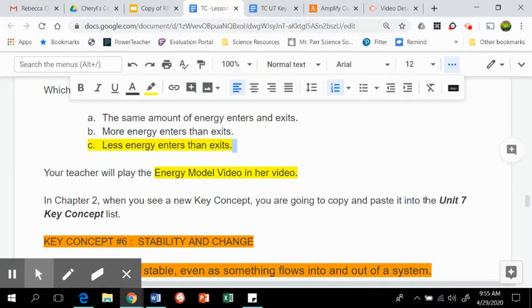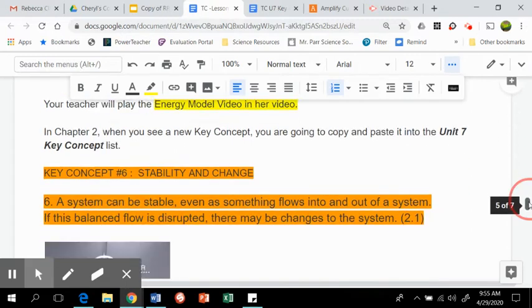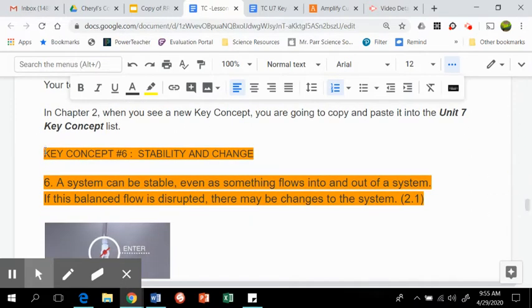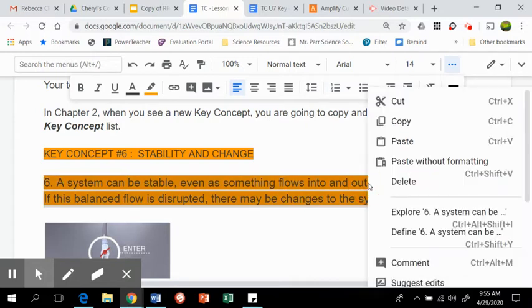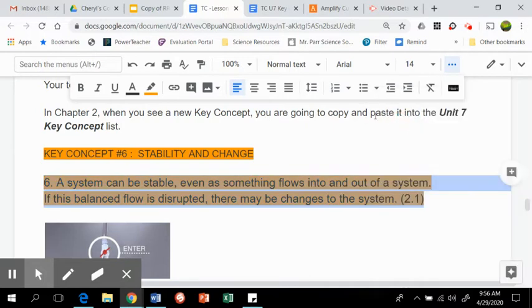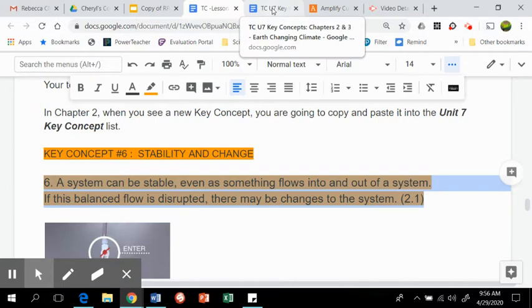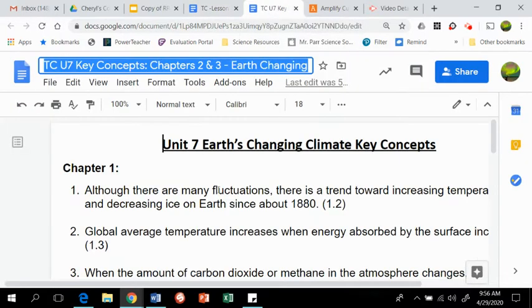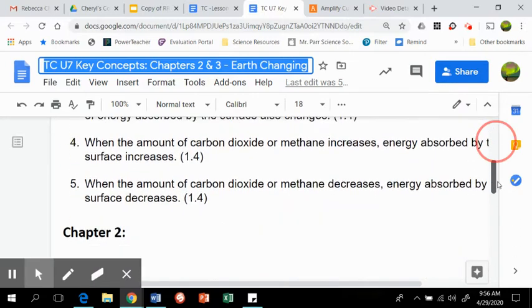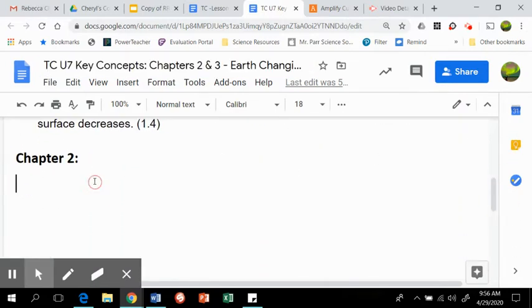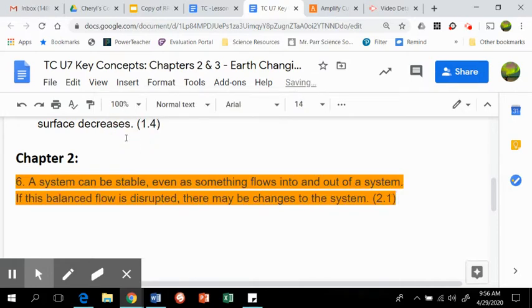In Chapter 2, when you see a new key concept, you're going to copy and paste it into your Unit 7 Key Concepts list. So I'm back into our document. So here we have key concept number 6, stability and change. So you are going to copy this by selecting it. You're going to right-click it and you press copy. You're going to go into your key concepts document and you're going to paste key concept number 6 right there.